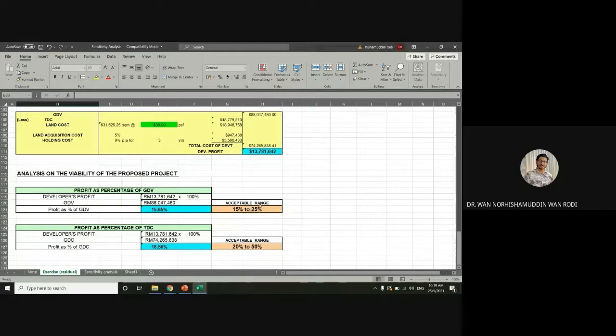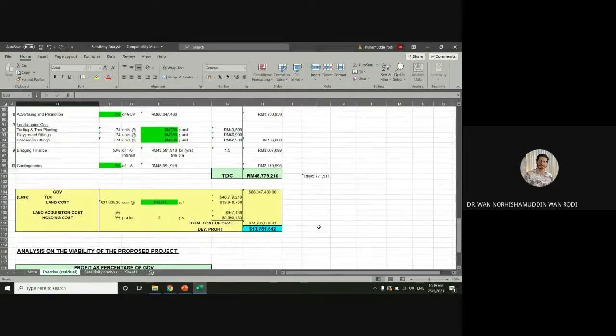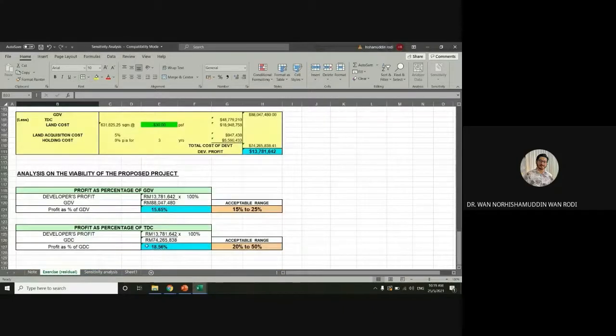Then the analysis on the viability of the proposed project obtains a reasonable amount of viability, 15.65, and TDC of 18.56. This one is not viable because it is lower than the acceptable range of 20, but for the purpose of this exercise, I'm going to use this calculation.